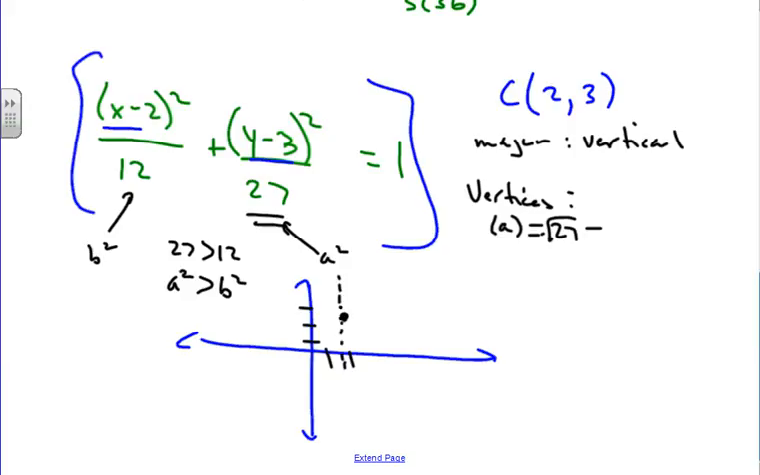Essentially, if we have to go up or down, we're going to apply that to our y value. So we would just take 2, and we take 3 plus and minus the square root of 27. All right, that's how we get our a value.